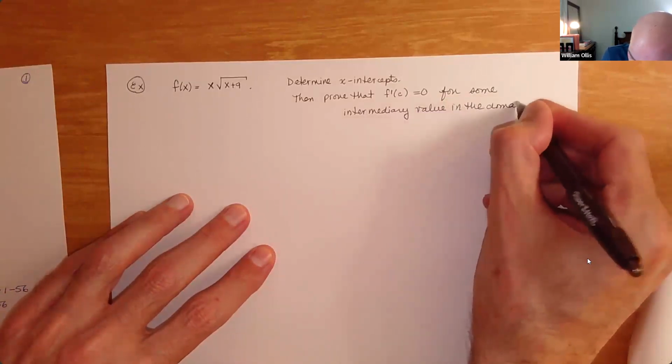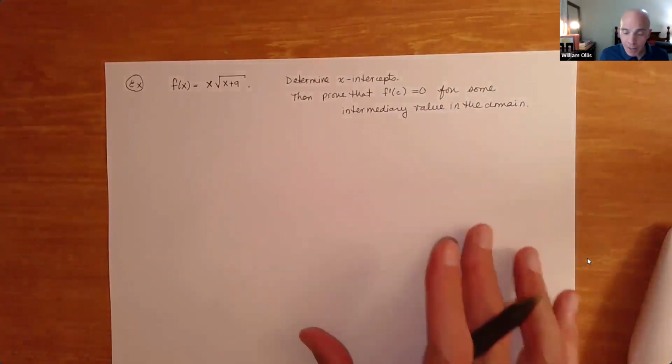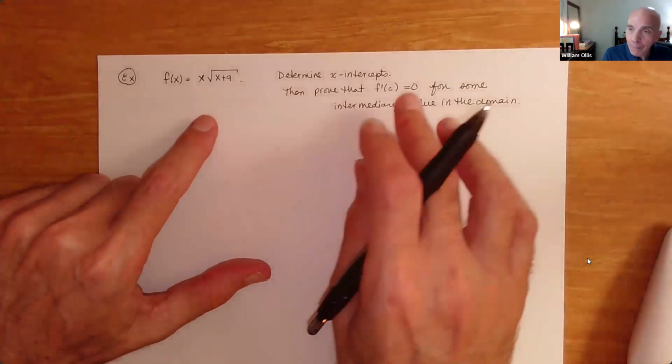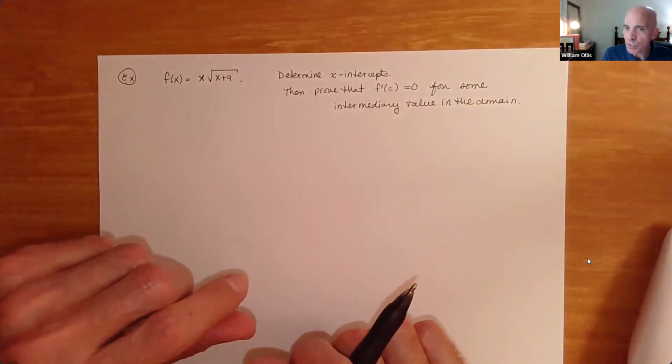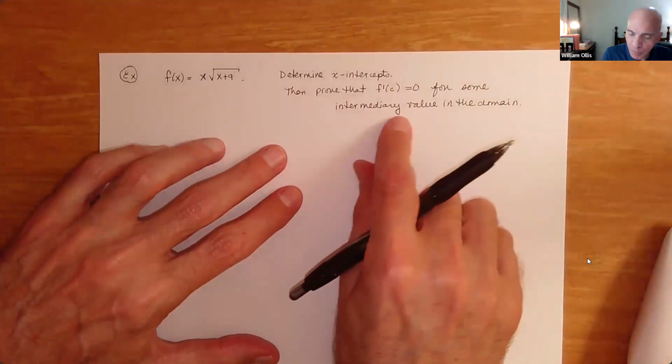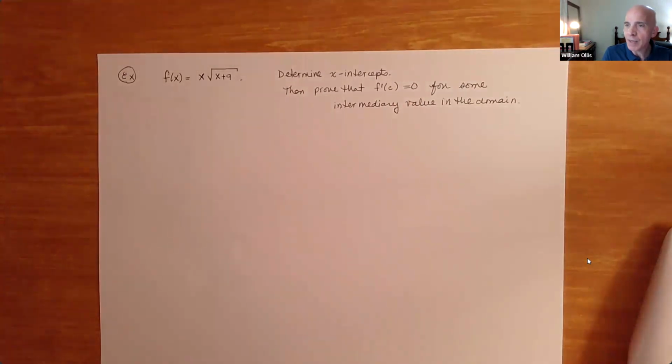So basically, when I say intermediary, I'm saying that we're going to have a value between the two intercepts that will give us the horizontal tangent. So again, just remember that you don't always want to give away the punchline. You just want to say, okay, well, if I can do this and know that Rolle's theorem is satisfied, then I should be able to get this for free.